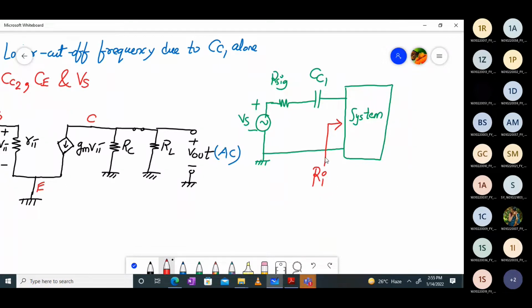So why do we do this? I'll explain it to you at the end. But right now we have to do this. Right? We have a system. It can be an amplifier. It is an amplifier in our case. And we have CC1 applied to that system. So we have to calculate Ri.